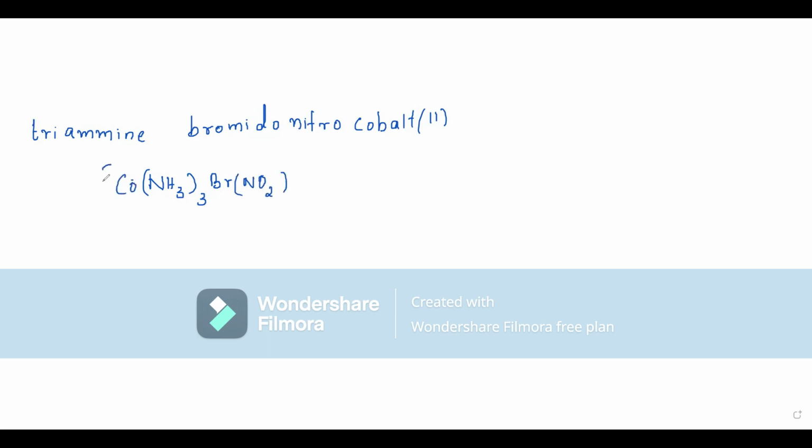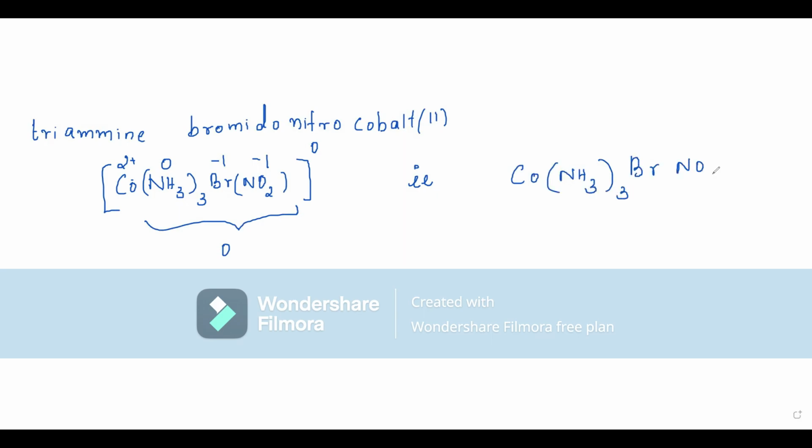The central metal is cobalt. Now, the charge on the central metal is 2 plus, this is 0, this is minus 1, minus 1. So the net charge is 0 inside, therefore the charge on the complex is also 0. So your formula here is [Co(NH3)3 Br (NO2)]. We are done with the second example.